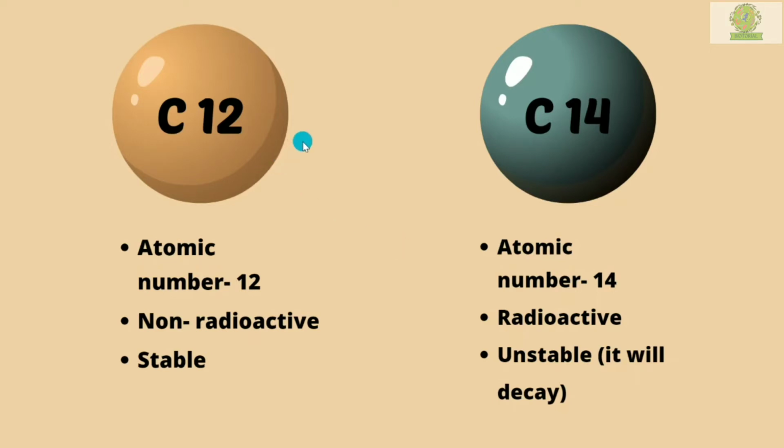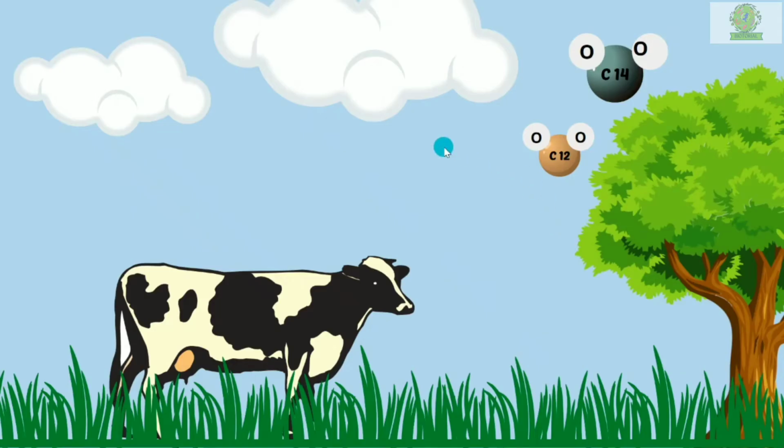you should know that in our environment there are two types of carbon present. The first one is C12, which has atomic number 12. This one is non-radioactive and stable. But due to the presence of radiation in our atmosphere, we also have another type of carbon, which is C14, and its atomic number is 14. It is radioactive, and that is why it is highly unstable, and it is going to decay after some period of time.